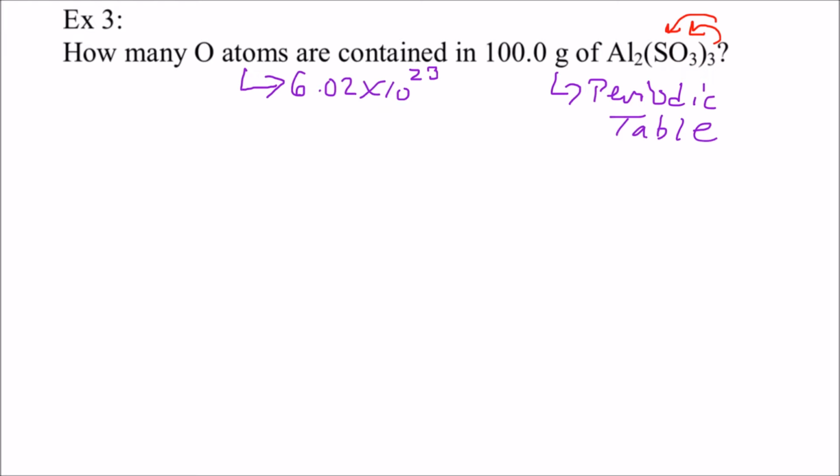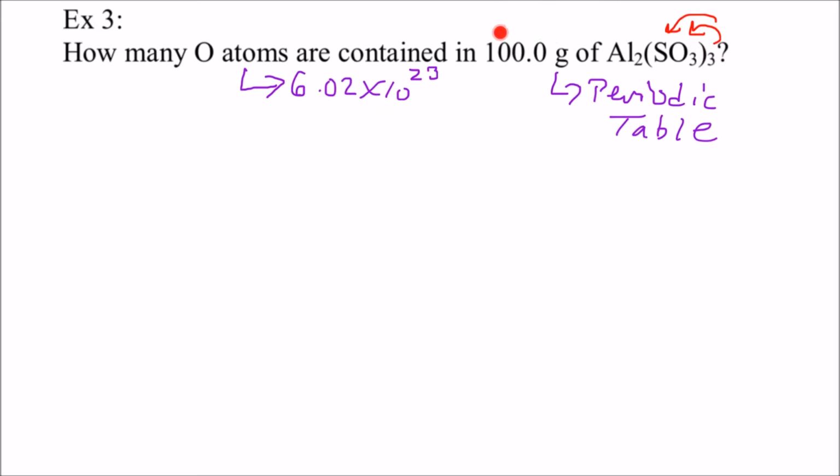And these are all molar values. There's 2 moles of aluminum in this 1 mole of the entire molecule. There's 3 moles of sulfur in 1 mole of the entire molecule. And there's 9 moles of oxygen in 1 mole of the entire molecule. So we really have 9 moles of oxygen here. So we're going to use that in a second.